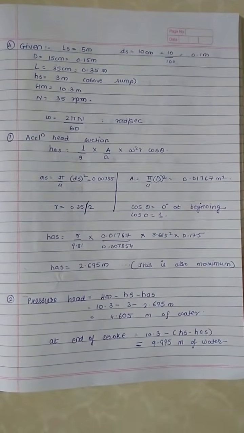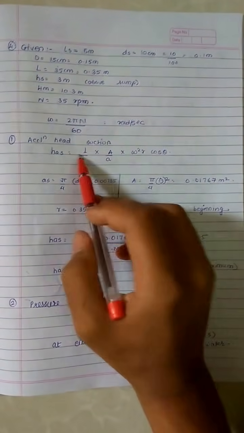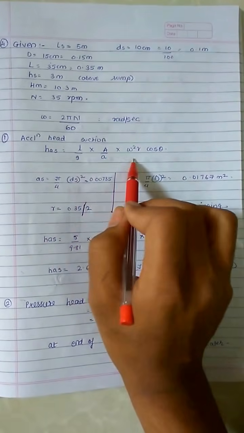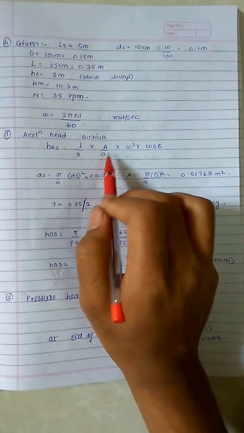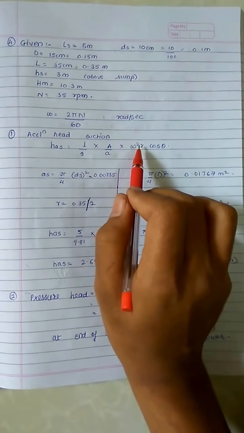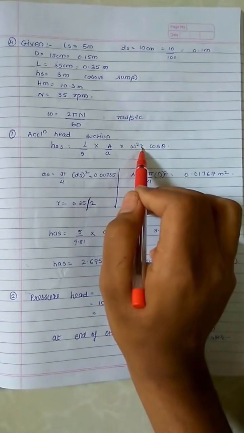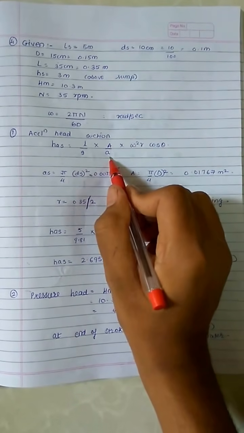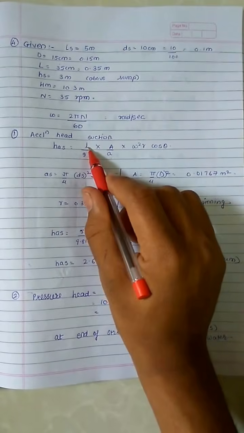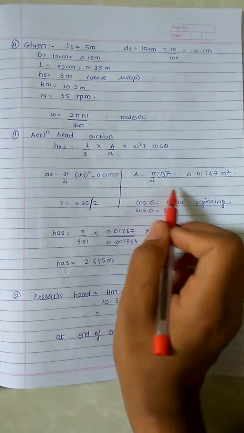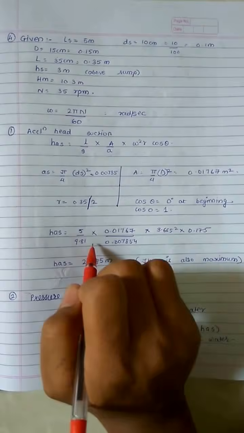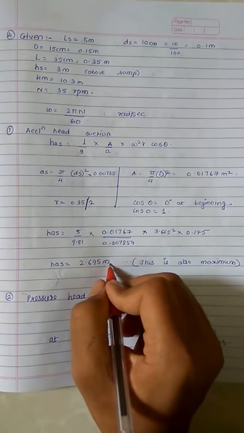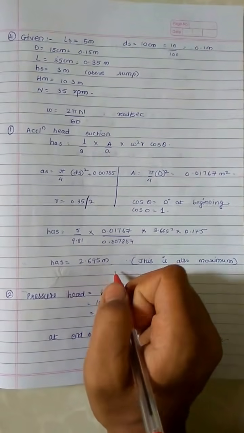First we have to find out the acceleration head at suction. So in this numerical it is suction, in the last numerical it was discharge. So we have the formula, we have L, we have A, g, omega square r cos theta. So r is L by 2, omega is 2 pi N by 60, capital A is pi by 4 capital D square, small a is pi by 4 small d square, L of the suction pipe, g. So we find out everything and we put in the formula. Now we get HAS as 2.695. This is also the maximum because the maximum is at the beginning.